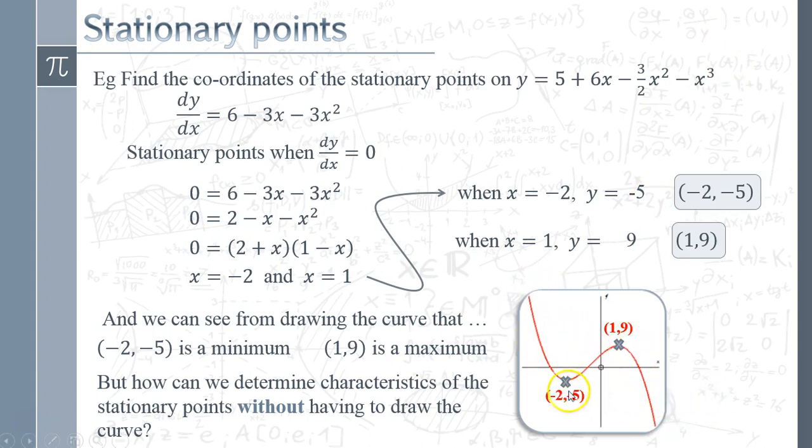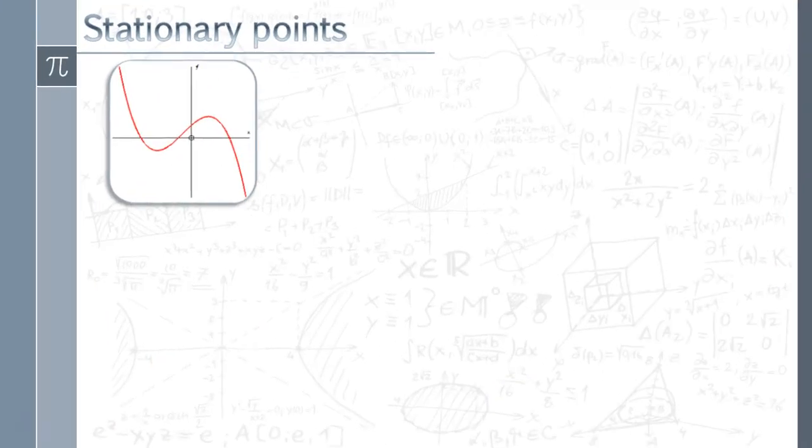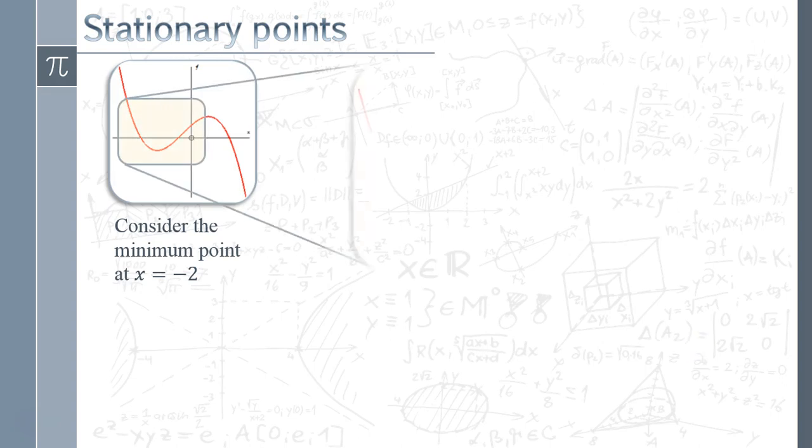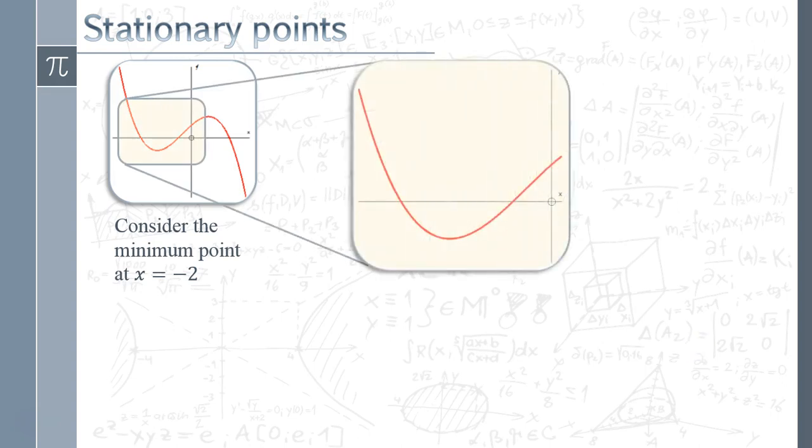So how can we figure out that this one is a minimum and that one's a maximum without having to draw the curve? So let's have a look at what's going on. There's our curve that we had before from the previous slide. And if we just have a look at that minimum point, I'm going to zoom in on that a little bit, and there it is.